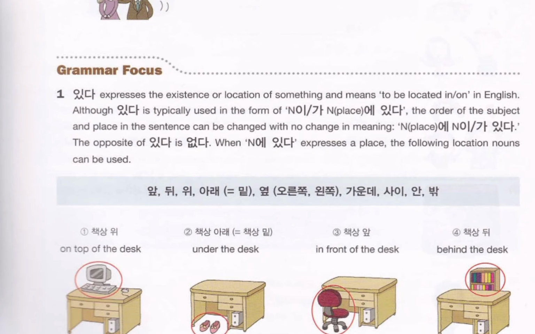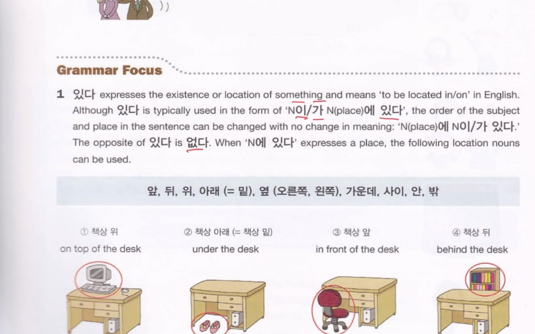For using itta, you must need e and ga for your final word. If your final word ends with a vowel, then you need to put ga at the end. And if your final word ends with a consonant, you need to put e at the end. And then after that, you use itta. And the opposite of itta is opsta. It means if you don't have anything, then you use opta.